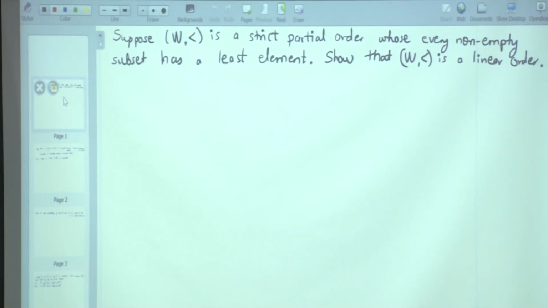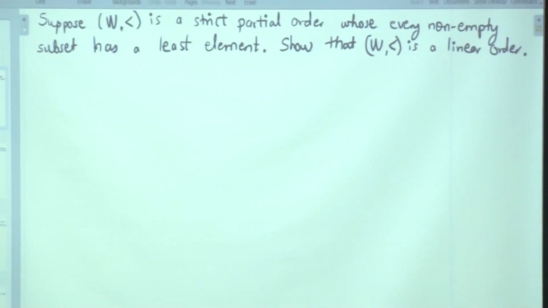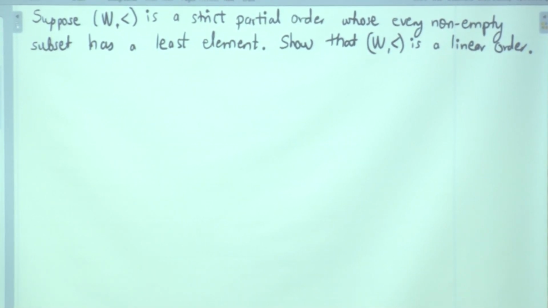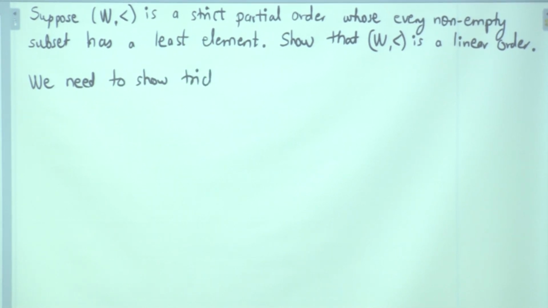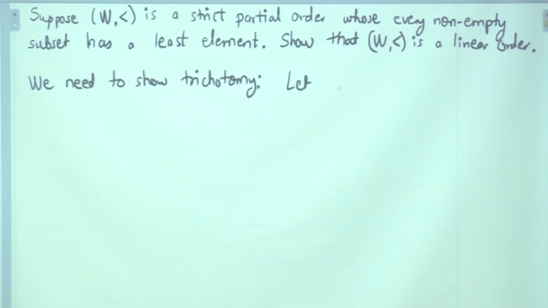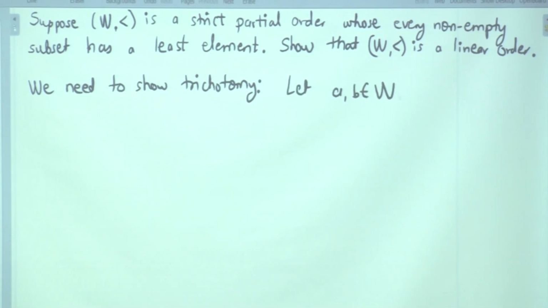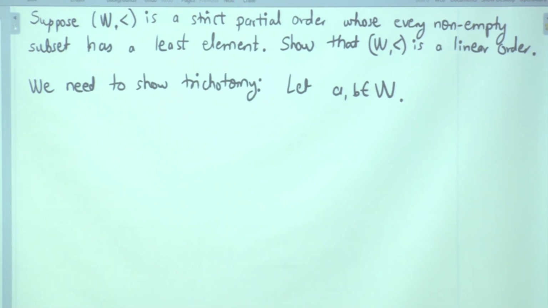So you are given any two elements A and B. What will you do? Take the subset. Yes. So we need to show trichotomy. Let A, B belong to W. We would like to show that A and B are related: either A is equal to B, or A is less than B, or B is less than A, and A not equal to B.